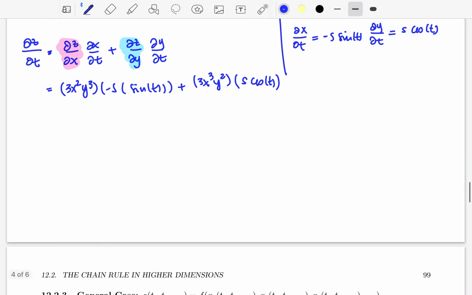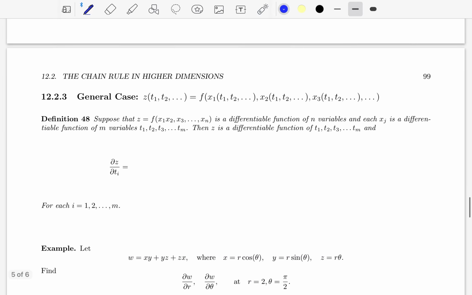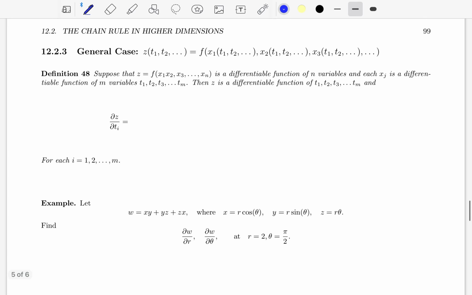What else do we have? Now, this is what I was saying at the beginning of my video. What if I have, in this case, m independent variables, and 1, 2, all the way to n intermediate variables. Okay, so one more time. These are my independent variables. So I have m independent variables, and I have n intermediate variables.